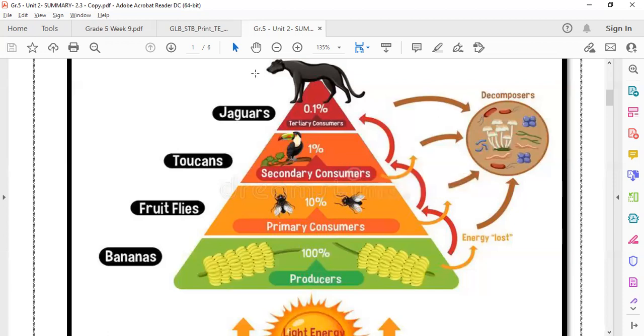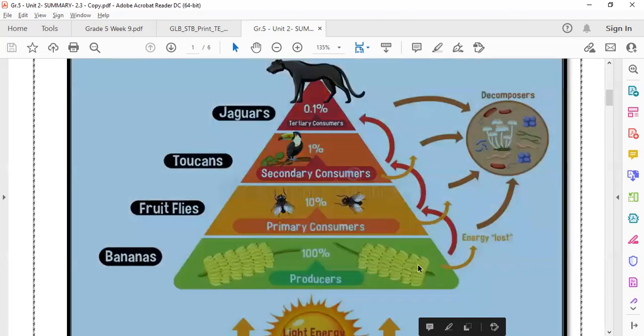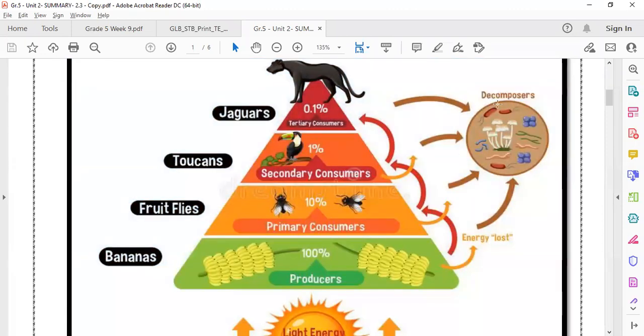Okay, this is why the juggler, for example, needs to eat many tokens in order to get the energy that its body needs, right? It will not only eat one token. So as we move up, some of the energy is lost because at each level, the organisms perform their daily activities, right? Okay, what about decomposers?